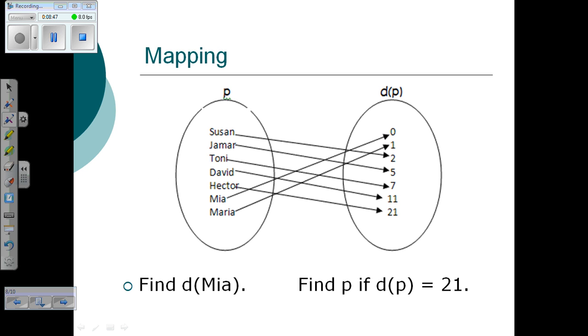All right, next you can look at a mapping. So go ahead, it's the same function that we were just looking at, p and d of p, so the person's name and how many days until their birthday. So go ahead and find d of Mia and find p if d of p is 21. I'll give you about 15 seconds to do that.